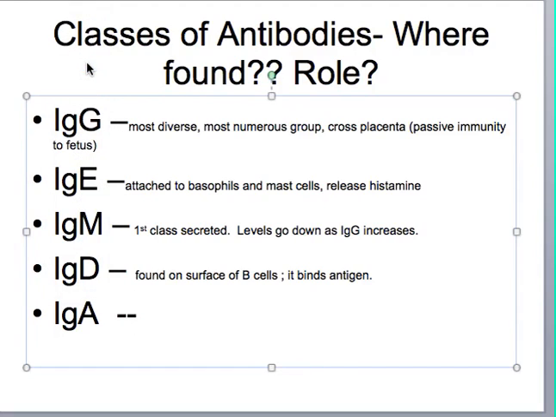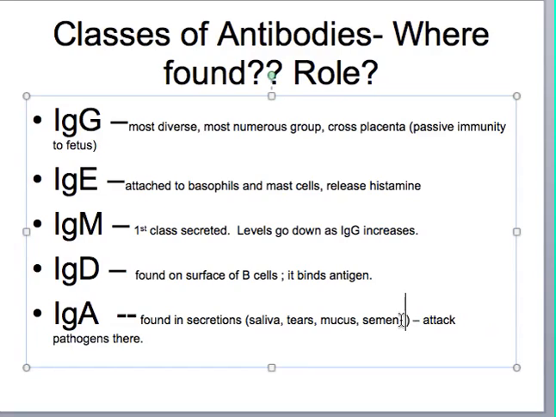And then IgA is found in secretions, such as saliva, tears, mucus, semen, and what they do is they will attack pathogens in those secretions. They're very important in, what's another secretion in mothers? Breast milk. So IgA is in secretions.